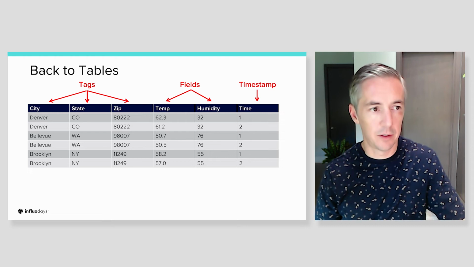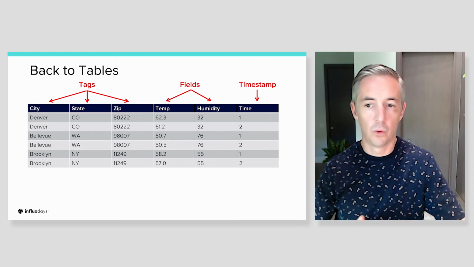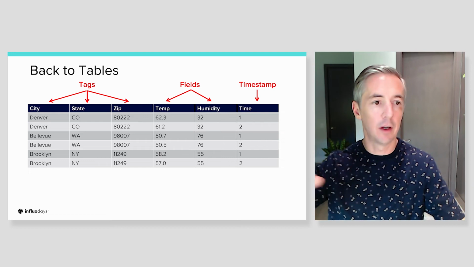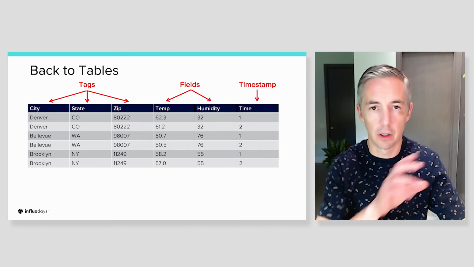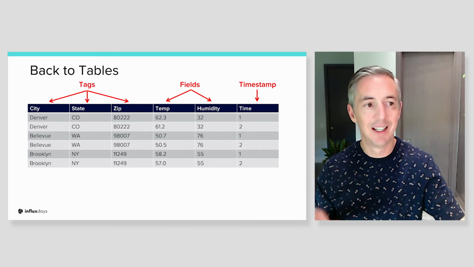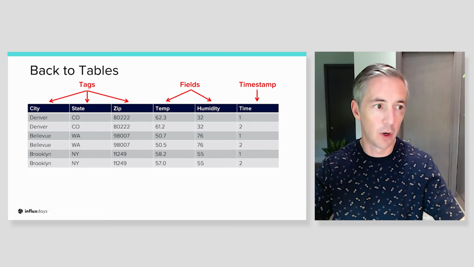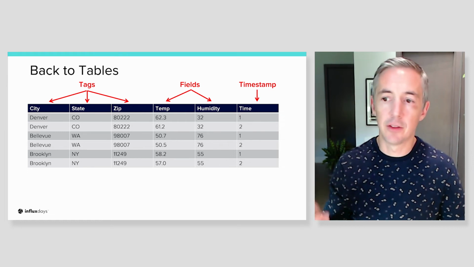So let's go back to this idea of tables, right? So columnar databases represent their data as tables. In this case, what we're showing is, okay, we have all these individual rows, right? That same data that I had before of the line protocol that mapped into these different time series and whatever. In this case, we're writing in these rows, right? So we have city, state, zip, temperature, humidity, and the time.